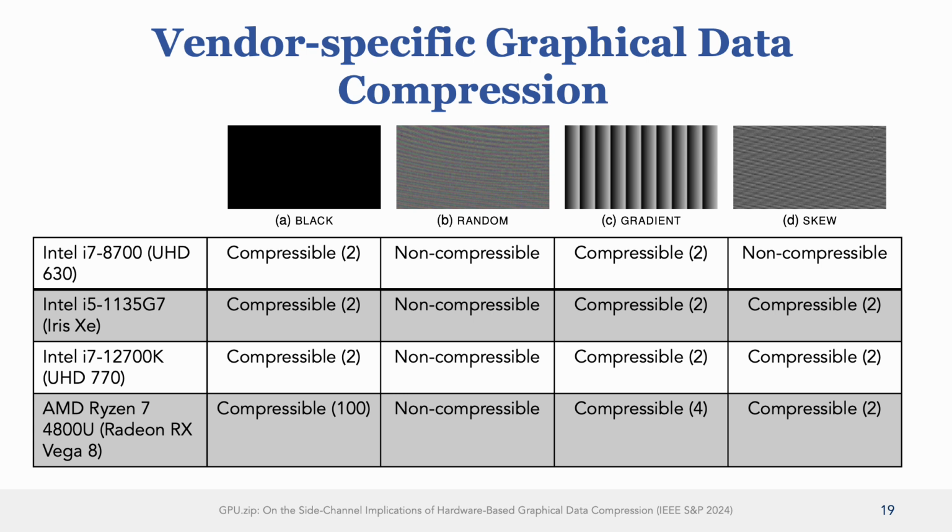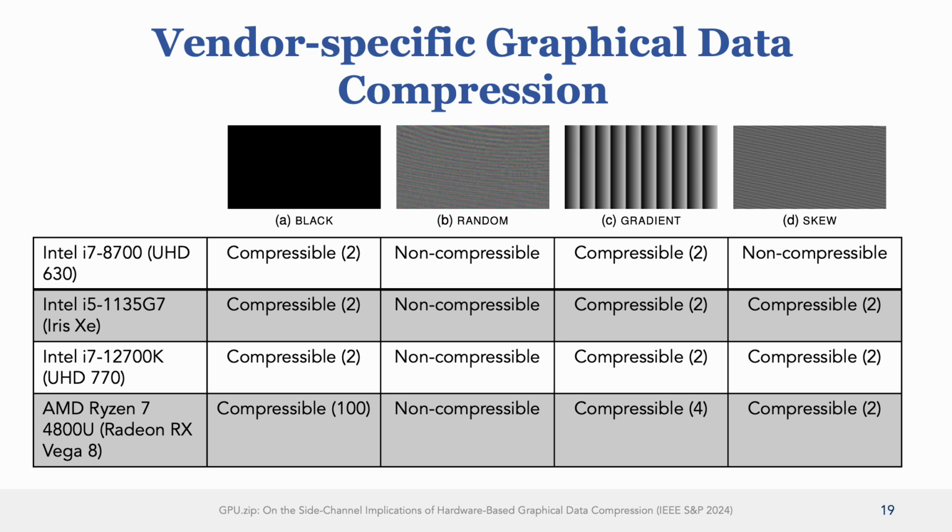Since the compression kicks in transparently by itself, every vendor is free to implement their own version. We constructed 4 different patterns shown in this slide: black, random, gradient, and skew. And we dumped the compressed representation of them from 4 different platforms with integrated GPUs from Intel and AMD. Inside this table, we present whether each surface is compressible on a given platform and put the compression ratio inside the parentheses. Indeed, the compression algorithms from different vendors are quite different. For example, the AMD one is much more aggressive than that from Intel. Within Intel itself, the algorithm advances across generations.